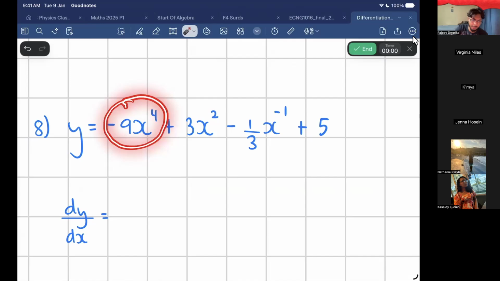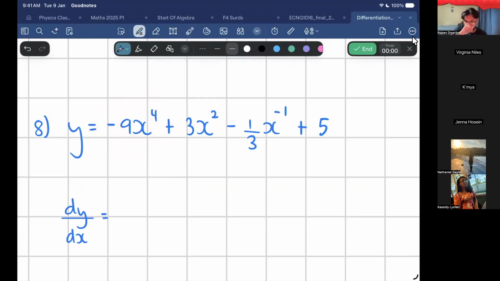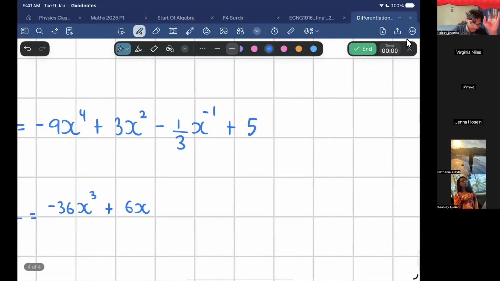And so that's going to be 4 times minus 9. What's 4 times minus 9? Minus 36, right. And what are you going to do with the power? 4 minus 1 is? 3. Right. Over here, what am I going to multiply everything by? 2. So that's going to be what? 6x. Right, 6x. You don't have to put to the power 1. I don't need to do that. Yeah, 6x is fine.